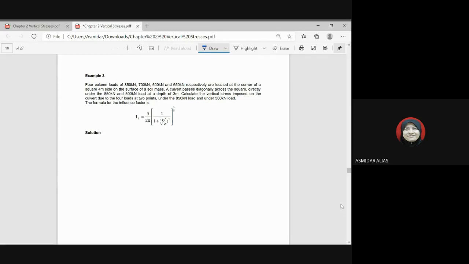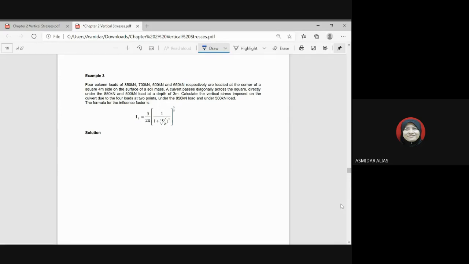Okay, untuk example 3 ni saya baca dulu. Dia kata 4 column loads 850, 700, 500 dan 650 located at the corner of square 4 meter side on the surface of soil mass. A culvert passes diagonally across the square directly under 850 and 500 kilonewton load at a depth of 3 meter. Calculate the vertical stress imposed on the culvert due to the 4 loads at 2 points under 850 loads and under 500 kilonewton loads. The formula for the influence factor is IP. Dia bagilah influence factor punya equation.